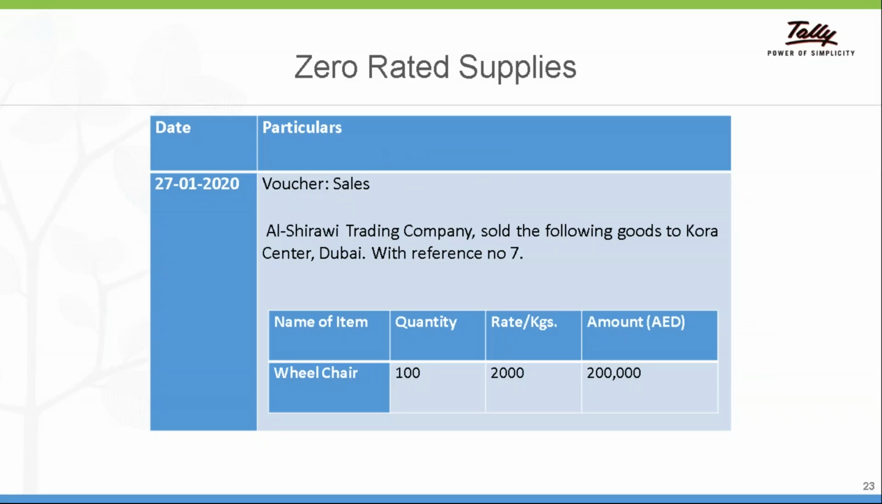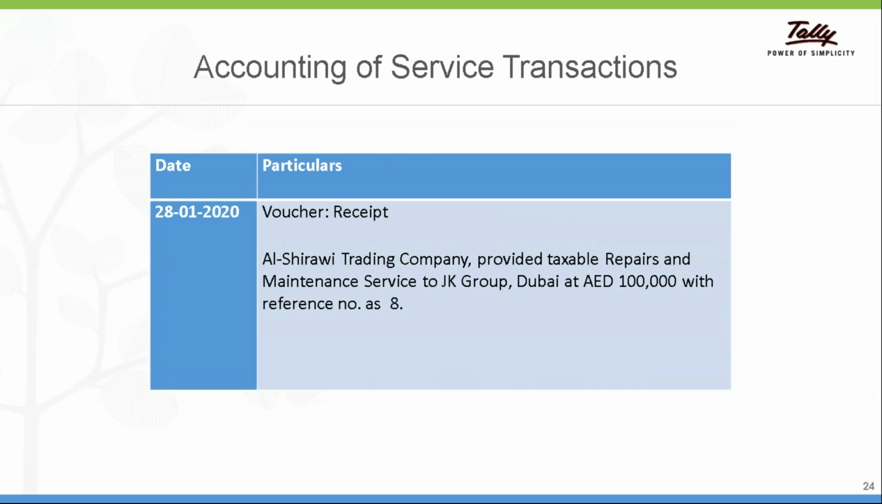We'll move on to the next transaction, next illustration. The next illustration is accounting of service transactions. In this section, we will learn to account service related transaction, rendering of repairs and maintenance services to customers. Let us assume Al Sharawi Trading Company diversified its business and started providing automobile services to customers, and these services attract VAT. So let us maintain service details as well in Tally ERP9.